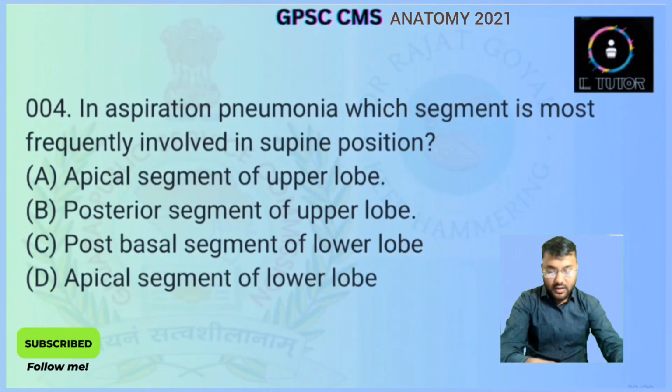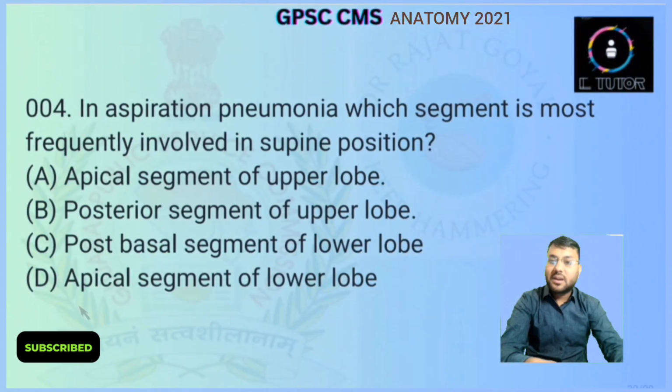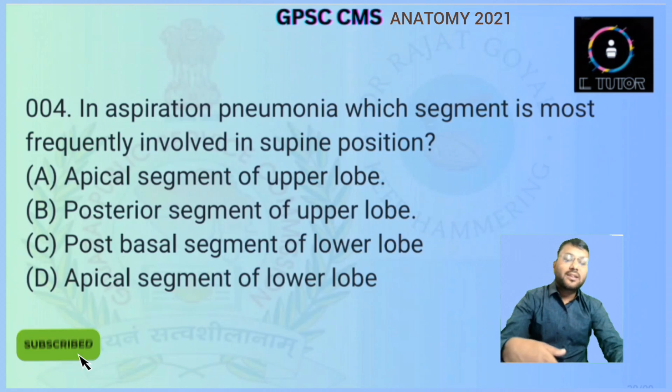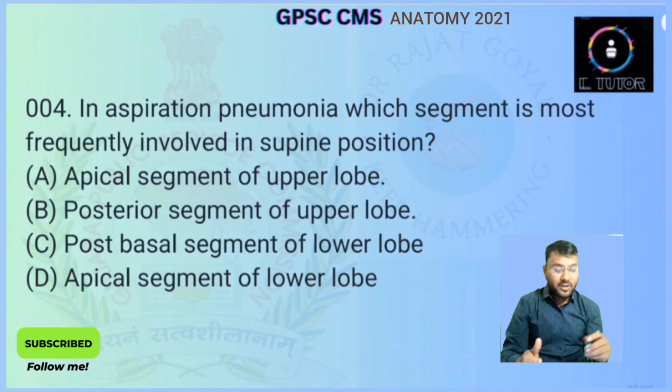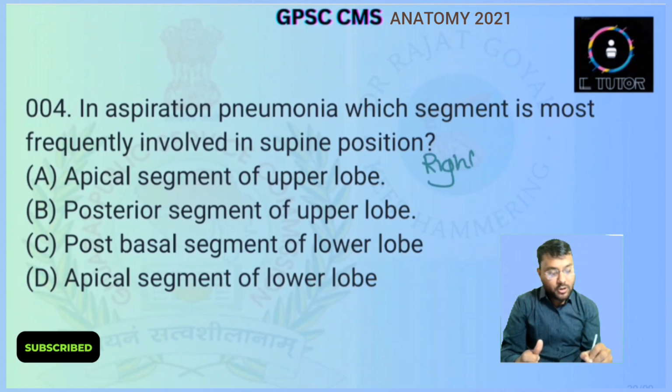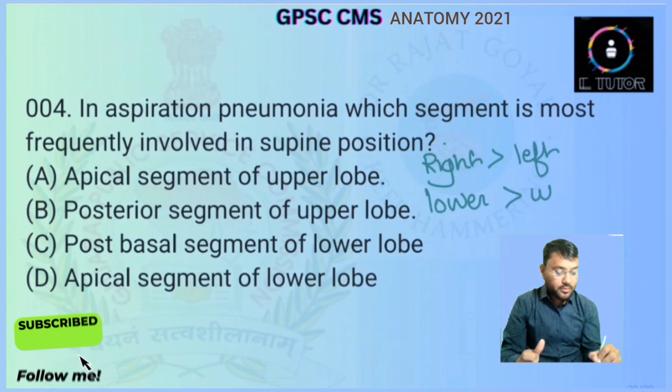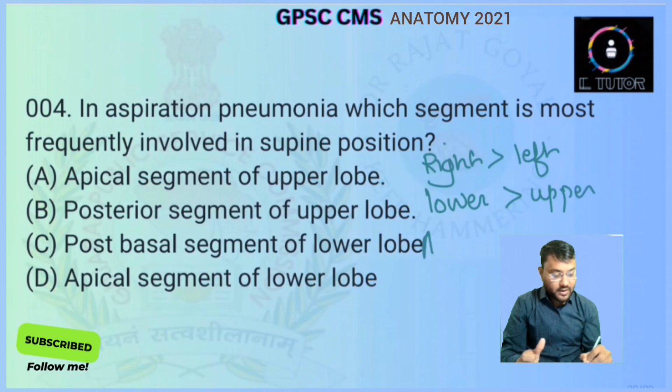Next question. In aspiration pneumonia, which segment is most frequently involved in the supine position? They are asking mainly about the supine position. Here we have to remember that in the supine position, aspiration is mainly on the right side more than the left side, the lower lobe more than the upper lobe, and the apical segment more than the posterior segment.